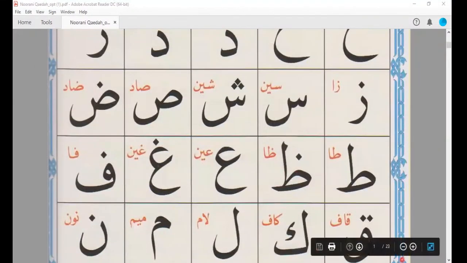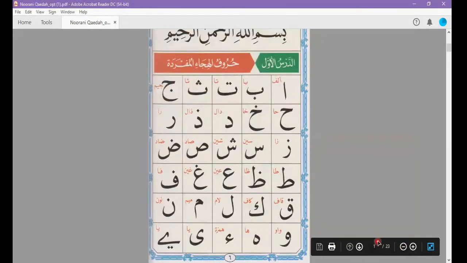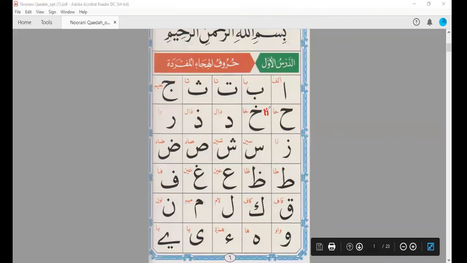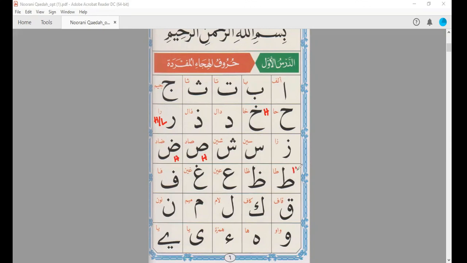All right, I'm going to repeat the entire lesson, and I'm going to write the heavy letters here. So let's see. Kha was heavy. Ra was sometimes heavy, sometimes light. Sad was heavy. Dad was also heavy. Ta, Za, Ghain, and Qaf. Check. One, two, three, four, five, six, seven letters are always heavy. Ra is sometimes heavy, sometimes light.